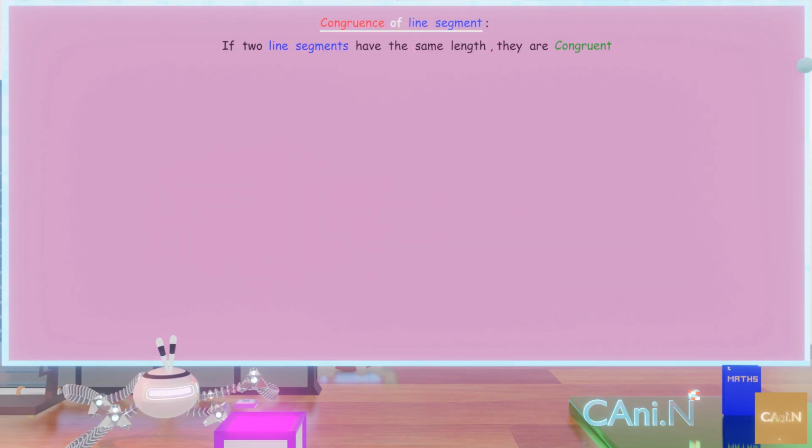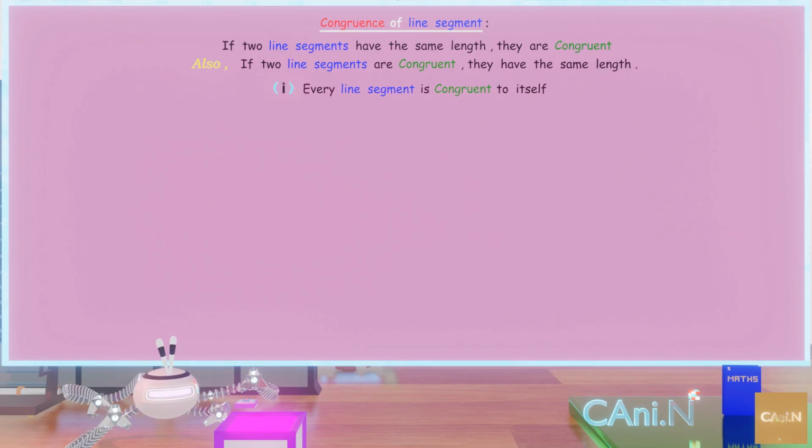Congruence of line segments. If two line segments have the same length, they are congruent. Also, if two line segments are congruent, they have the same length. Now, every line segment is congruent to itself. That is, here line segment AB is congruent to itself.